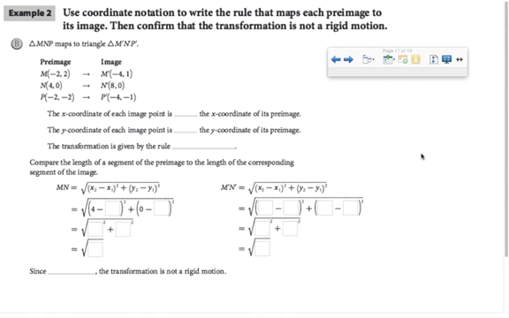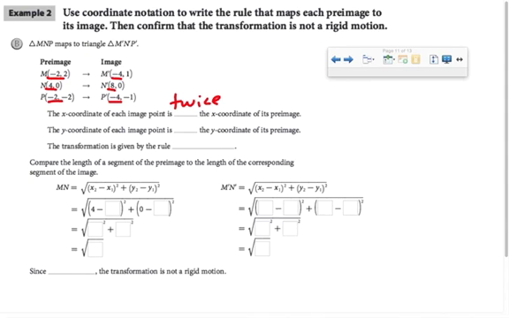So in part B, they're giving us triangle MNP and triangle M prime N prime P prime. And they're giving us the coordinates of the pre-image, the coordinates of the image, and asking us to compare them. So the x coordinates: what I'd hope that you would notice is that the x-coordinate of each image is twice the x-coordinate of its pre-image.